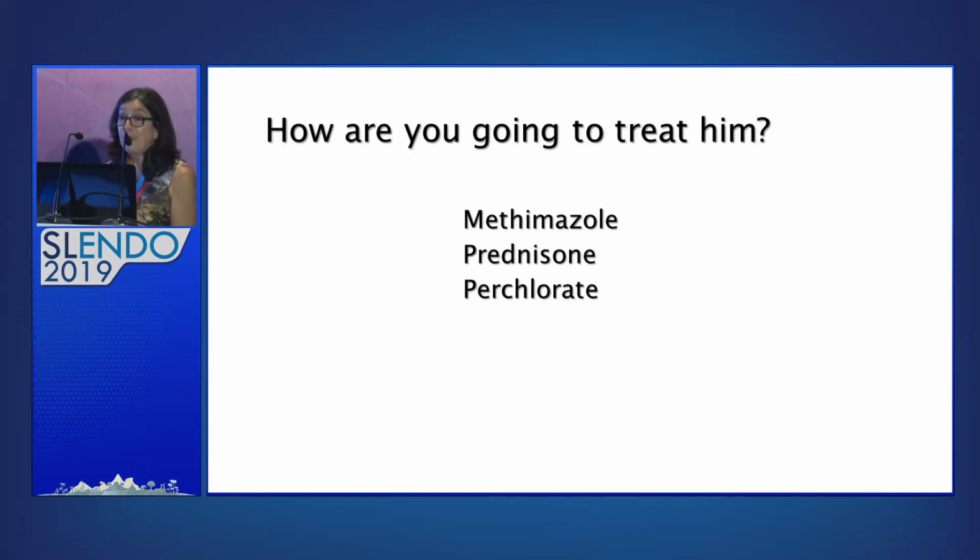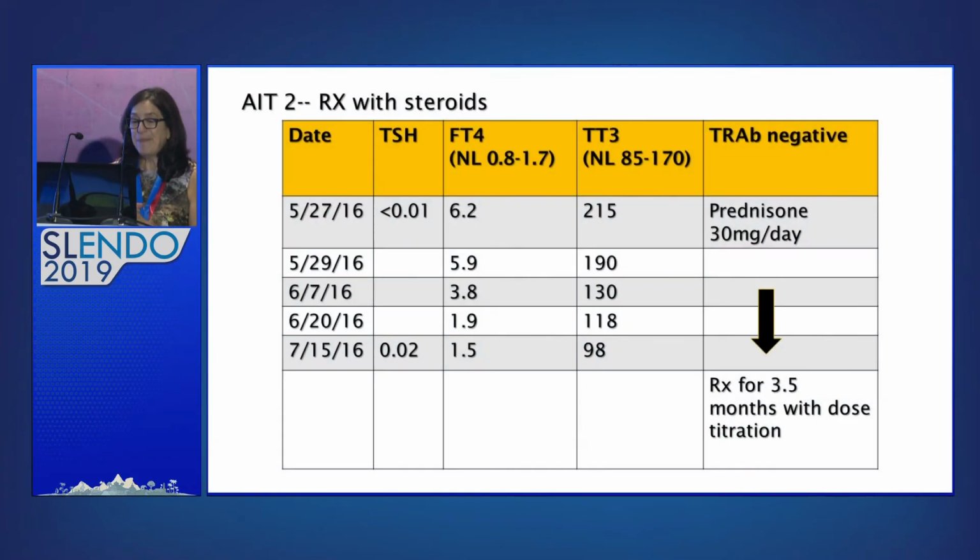Before we could get the TRABs back, and even now, often people will start both methimazole and prednisone because you don't know what this is, and you'll see in a second what happens. So he was treated with steroids, and you can see between May 27th and June 7th, there is a significant decrease in his free T4, and it's even going down about 2 days later.